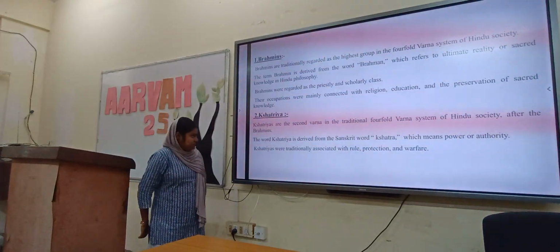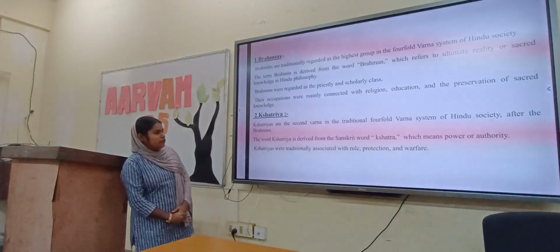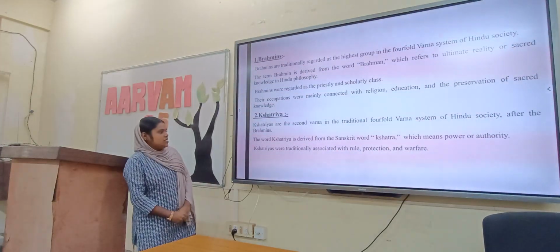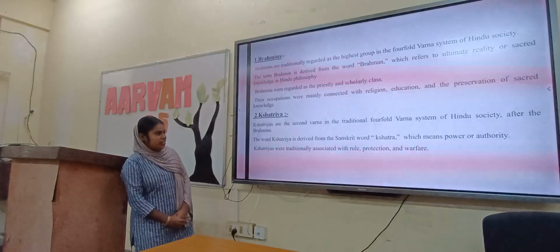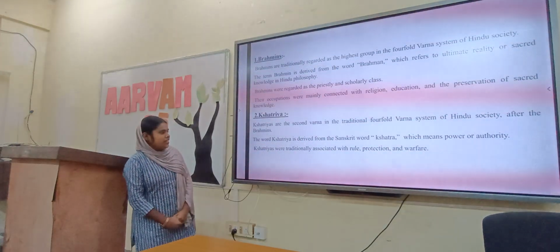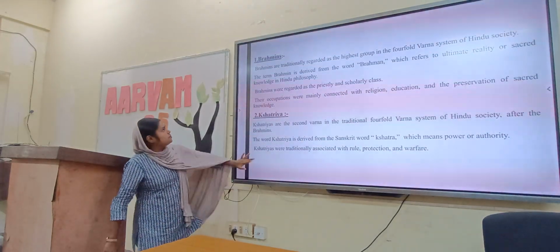Then Kshatriya. Kshatriyas are the second Varna in the traditional fourfold Varna system of Hindu society after the Brahmins. The word Kshatriya is derived from the Sanskrit word Kshatra, which means power or authority. Kshatriyas were traditionally associated with rule, protection, and welfare.